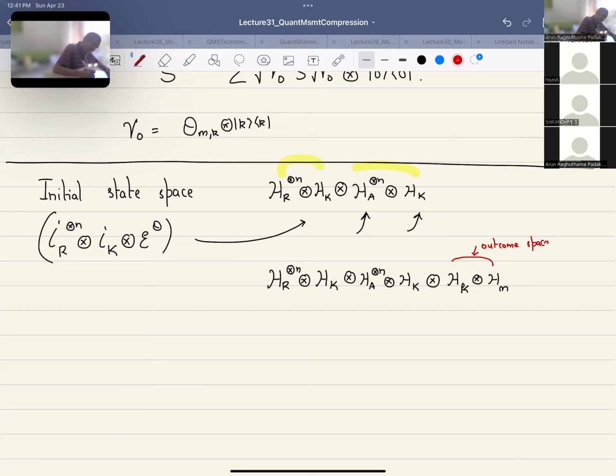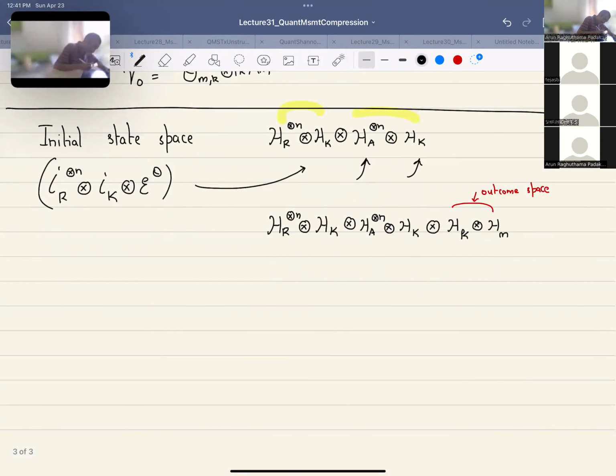So the tails will be the outcome space. Now, what you do, I told you, you trace out the particle space. So now your next operation will be tracing out the particle space. You will keep the reference IR tensor IK. So that first IR tensor IK hits on this guy. Okay, that remains as is. Then you trace out the particle space.